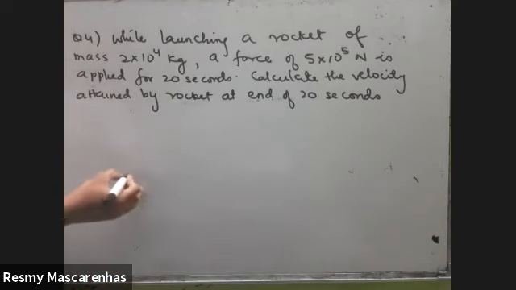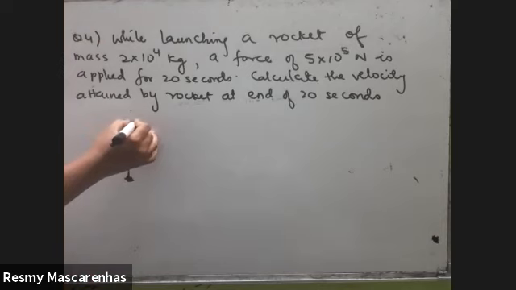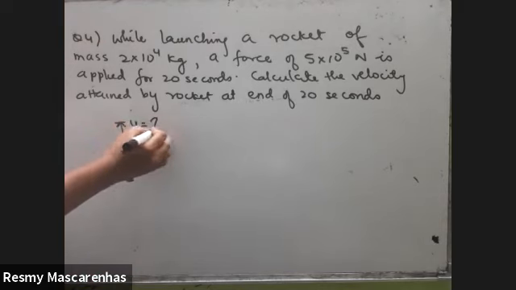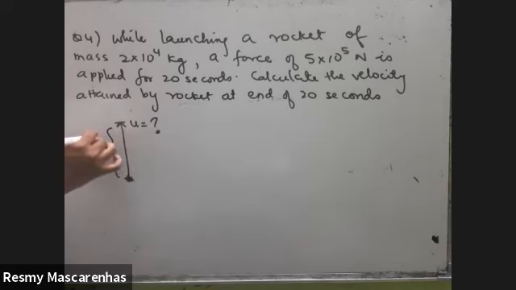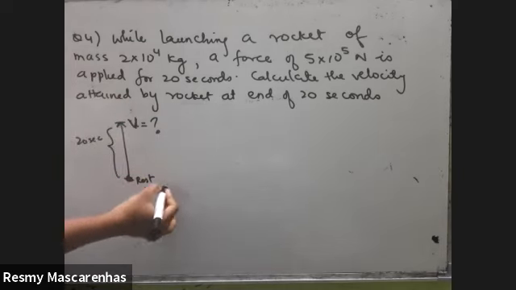What is happening? There's a rocket which has been launched and we need to calculate the velocity. This has been done in 20 seconds. V is how much at the end of 20 seconds? Definitely when you're launching, the rocket will start from rest, so u will be equal to 0.